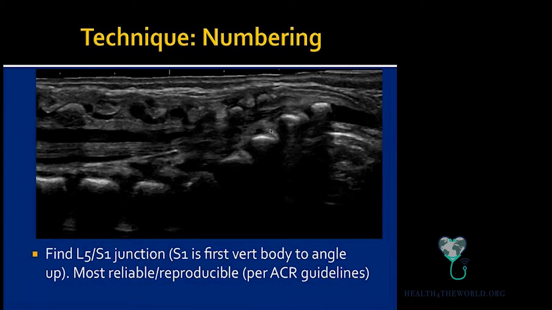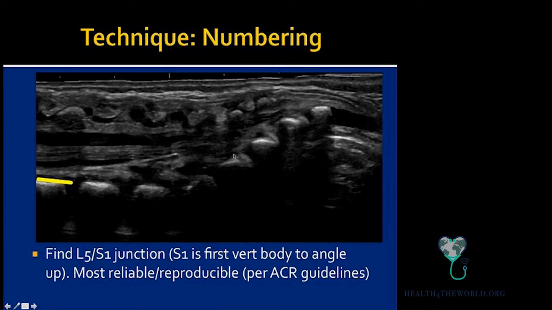The important thing is to try to figure out how I'm going to number the vertebral bodies. Let me talk about a few ways to do that. There are three basic ways to do it. The way I find is most reliable, and the ACR practice guidelines say is most reliable, is to find the L5-S1 junction. S1 is the first vertebral body to angle up. So here, just a moment, the lumbar vertebral bodies are going straight. The first to angle up, that's S1. That's the most reliable.